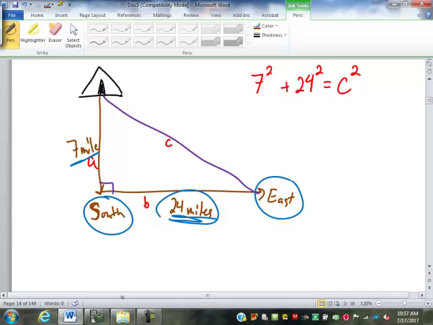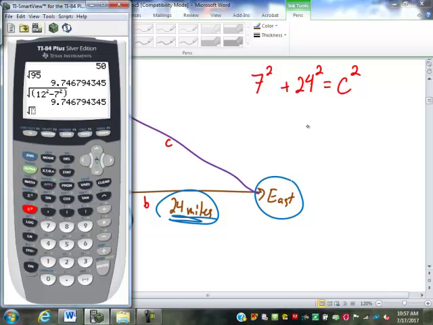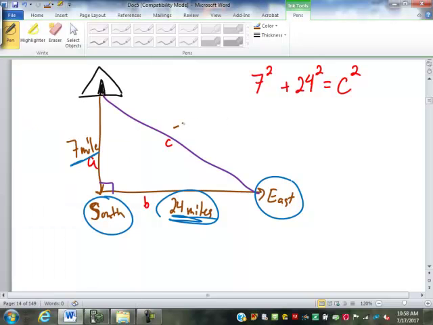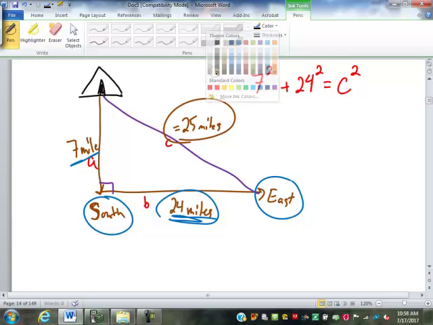There you go. So yes, we are adding because we have the 2 legs. So it's the square root, and then in our parentheses, 7 squared plus 24 squared. You guys would have to close your parentheses and hit equals. We get 25 is that distance. So it'd be 25 miles to go straight back to camp.